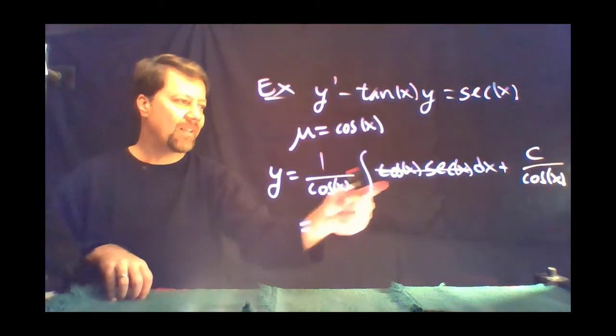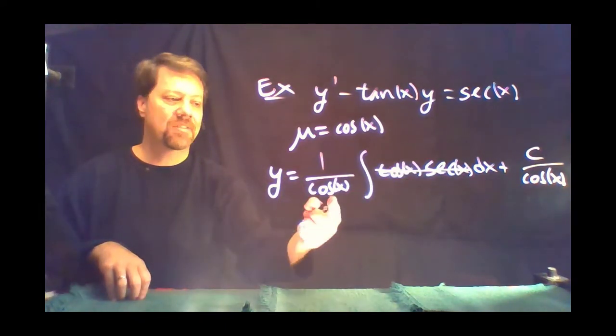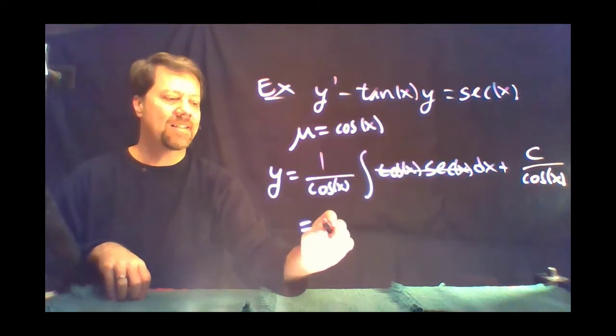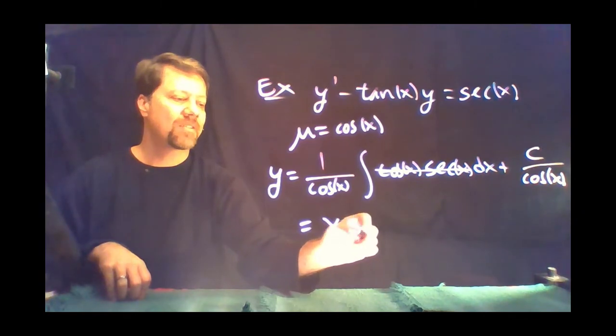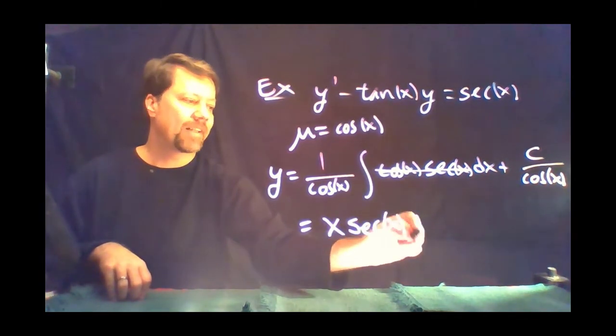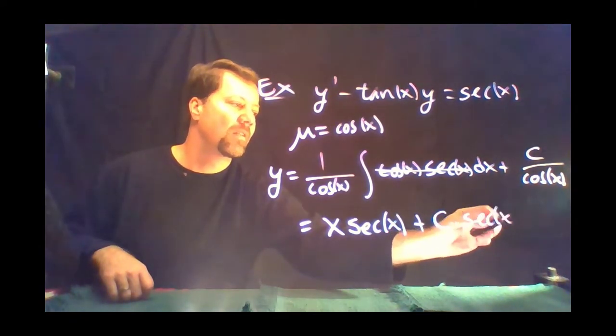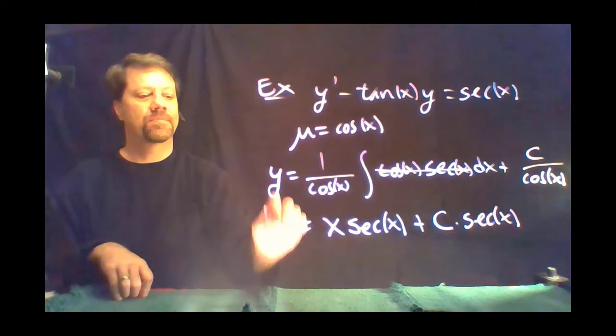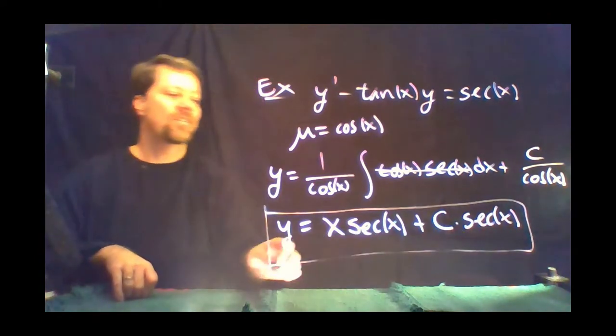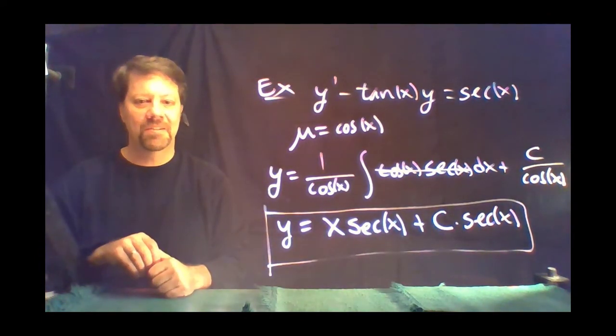If I integrate dx, I'll just have x. 1 over cosine is secant, so I end up with x secant of x plus c times secant of x. And that solves this first-order linear differential equation.